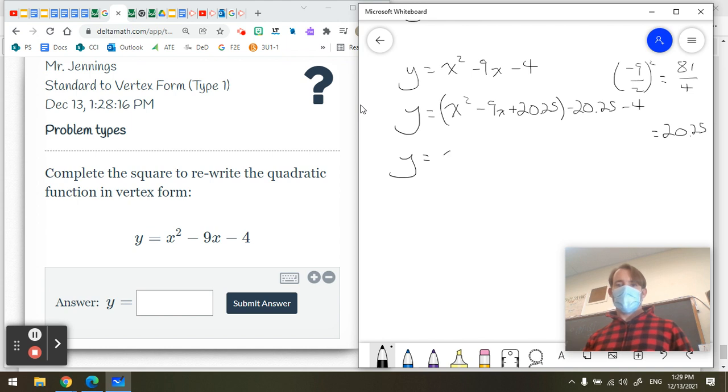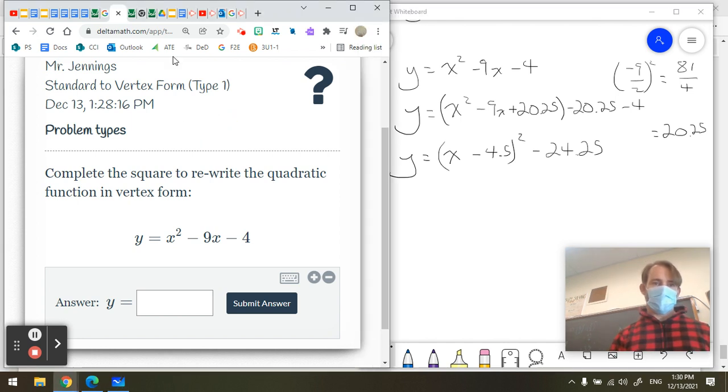Y is equal to x minus 4.5. Okay, that's this number, negative 4.5. 9 divided by 2 is 4.5. Square it, minus 24.25. Now check your answer in Desmos before you submit it.